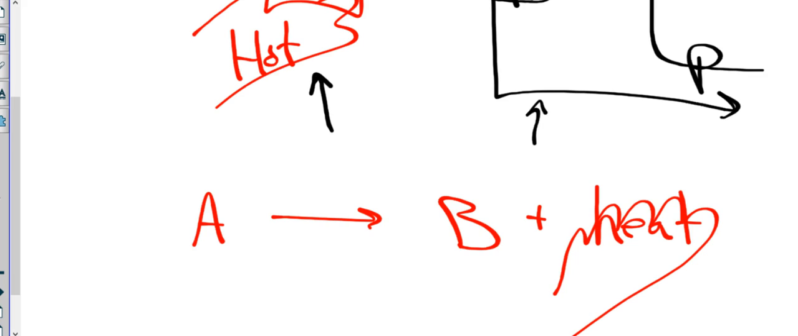An easy example of endothermic is if you touch an ice cube. The ice cube absorbs your heat, meaning your heat goes into the ice cube to melt it, and thus you feel cold. So that's endo and exothermic.